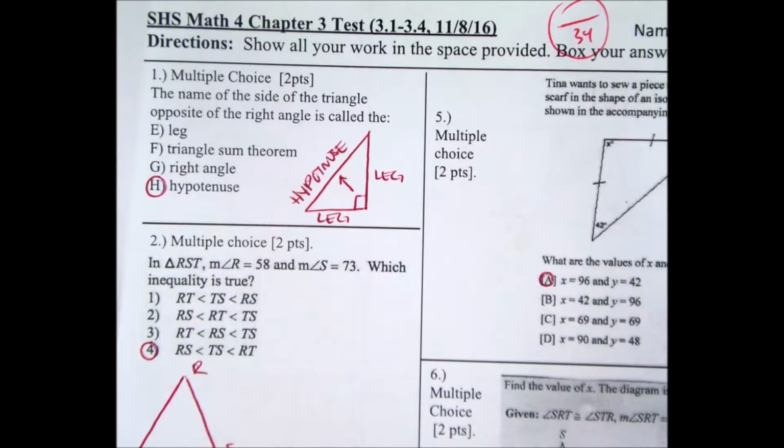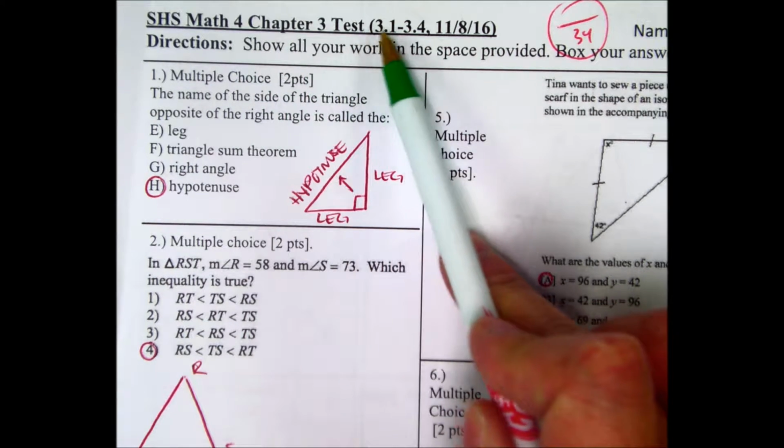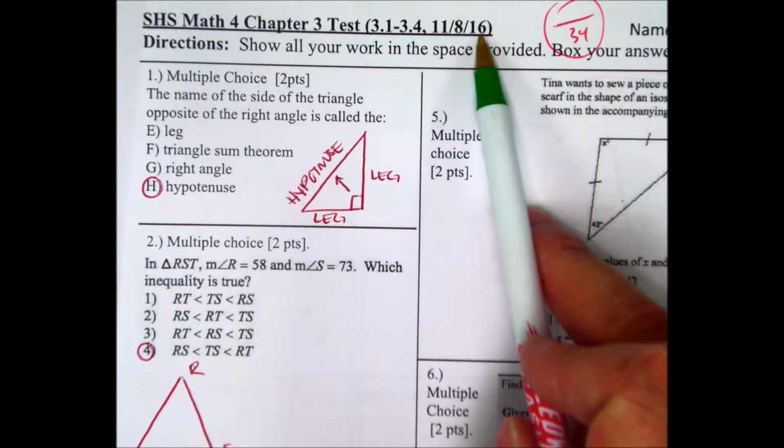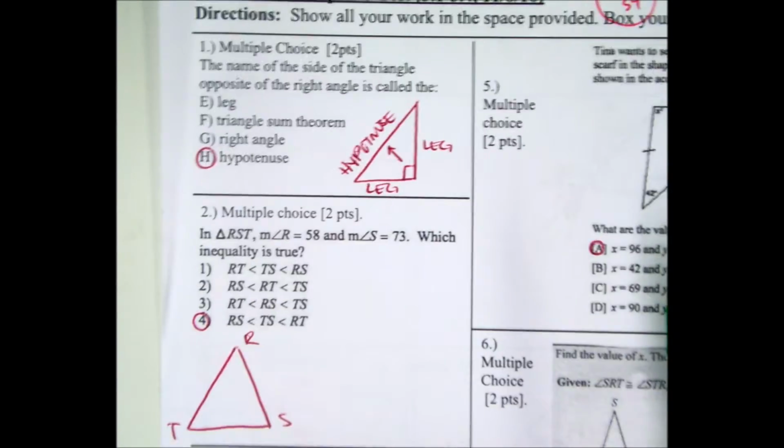Alright, so these are the test corrections for Math 4 Chapter 3 tests taken on November 8th, 2016. This is out of 34 points.